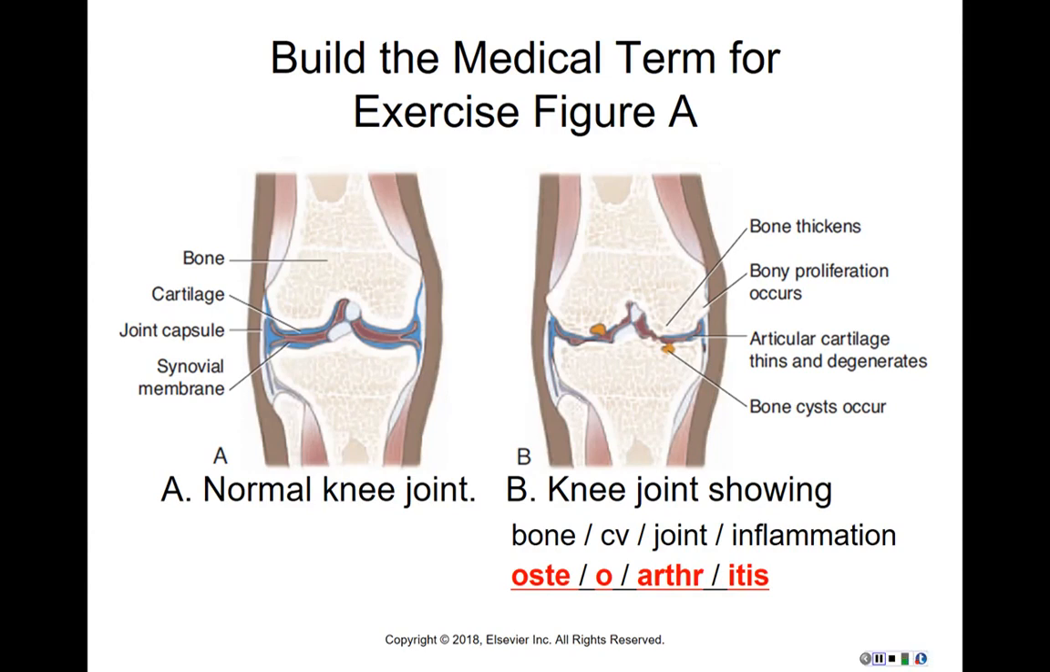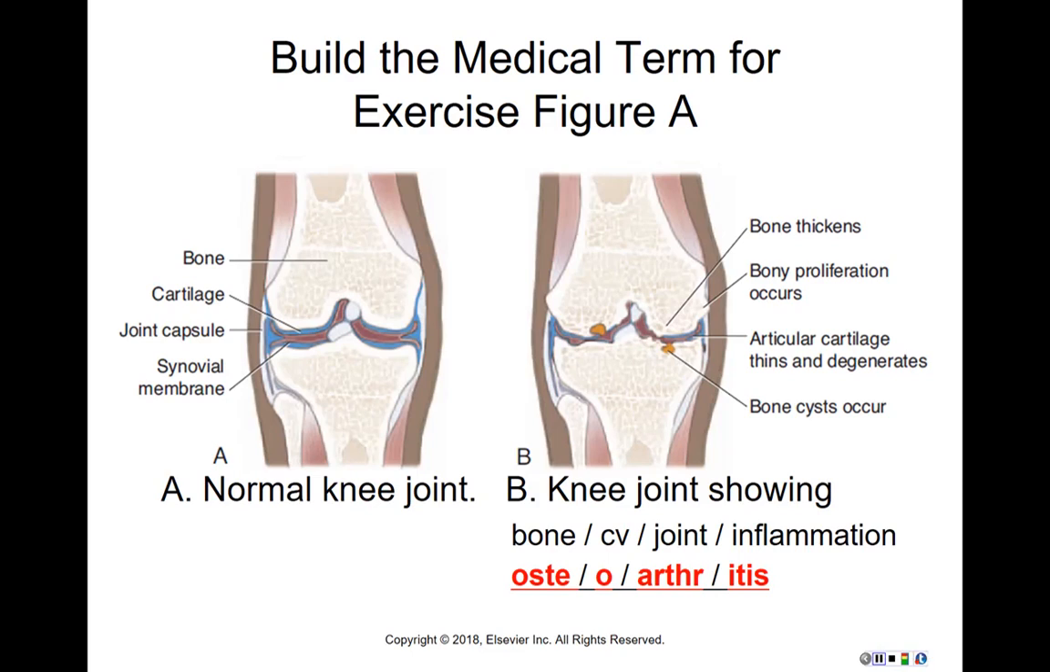So this figure is in your book as well. So they're showing a normal knee joint and then a knee joint showing inflammation. So they're asking you, based on the definition, osteoarthritis, what is the medical term? And so when you're creating the medical term, you're just kind of going in order then. So it's actually best if you just look at your textbook or disregard what's in red.